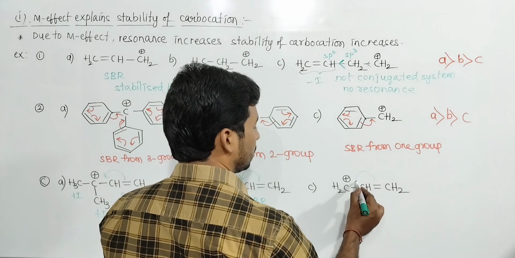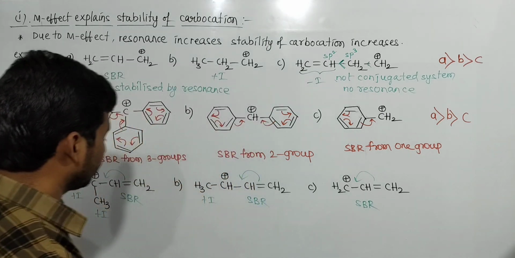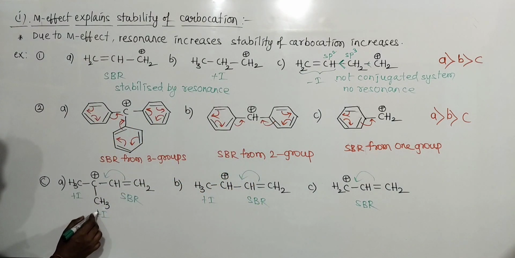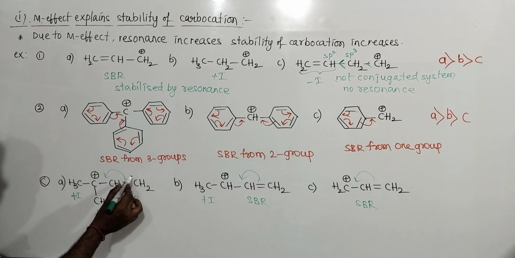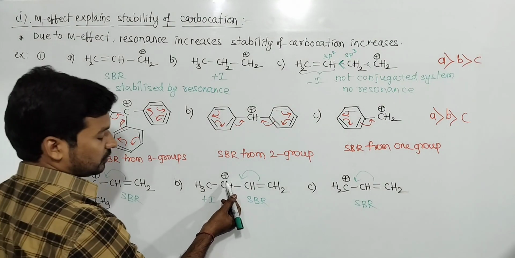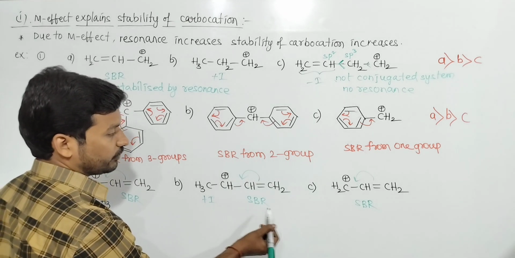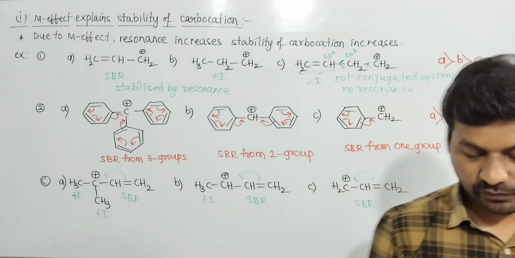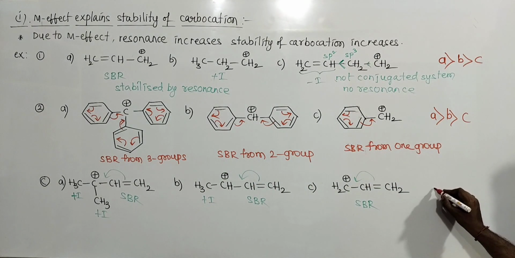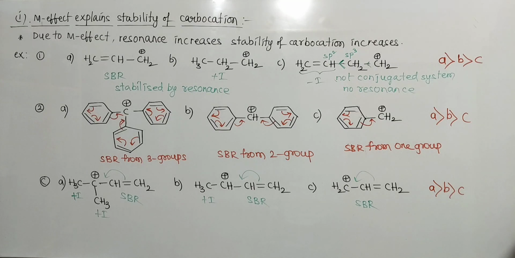Here it is stabilized by resonance. So the plus I group increases the stability of the carbocation. This group increases stability of the carbocation. This one, total 3. Here plus I increases stability of the carbocation. Resonance also increases stability of the carbocation. 2 effects here, only 1 effect there. Therefore the stability is A more stable than B more stable than C.